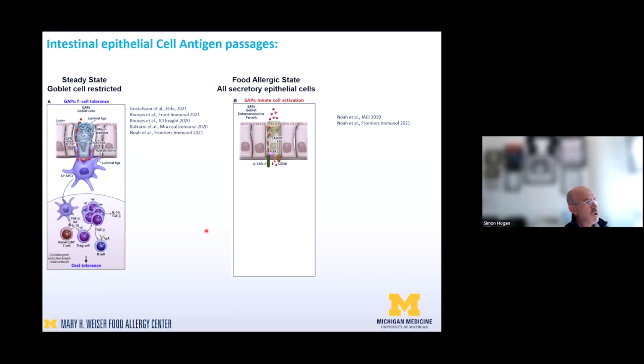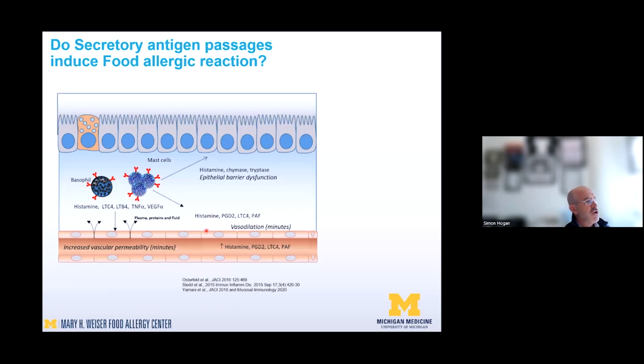So we came to the conclusion that under steady state, goblet cells were primarily driving antigen passages, it was goblet cell restricted, and they seem to be contributing to passage of the antigen to dendritic cells. Under the food allergic state, we'd seen that more epithelial cells, secretory cells, were contributing, but we weren't sure whether there was a change or alteration in the immune cells that were receiving the antigen. So we knew that under food allergic conditions, a food allergic reaction happens very rapidly after antigen exposure, within minutes.